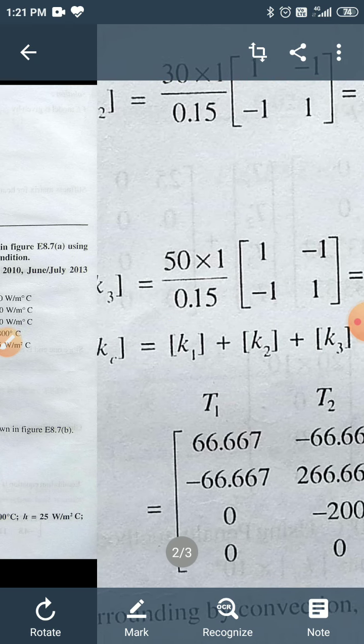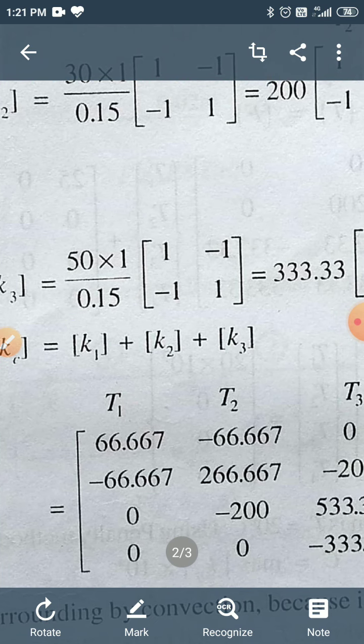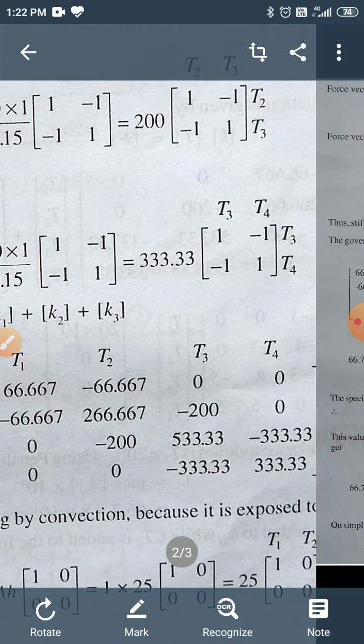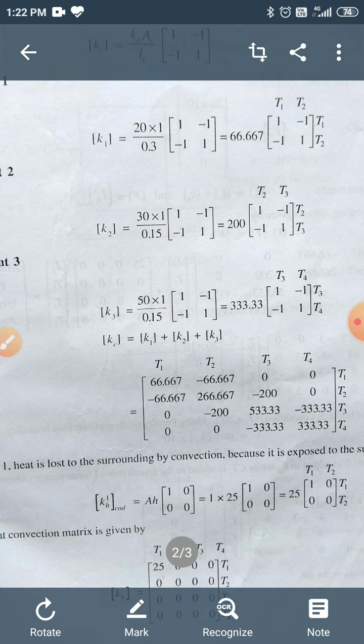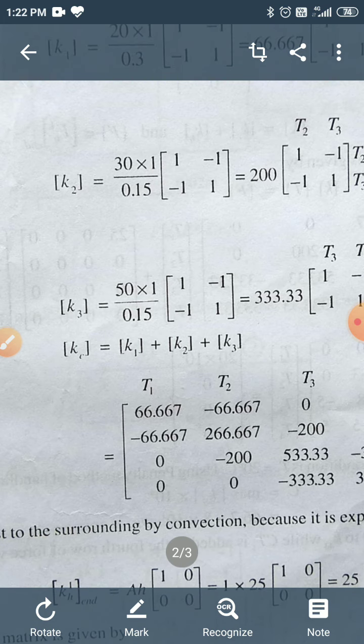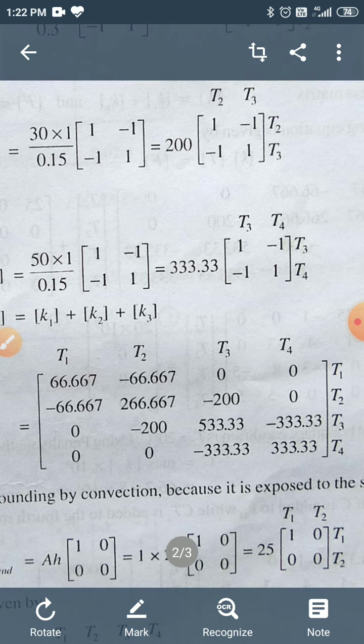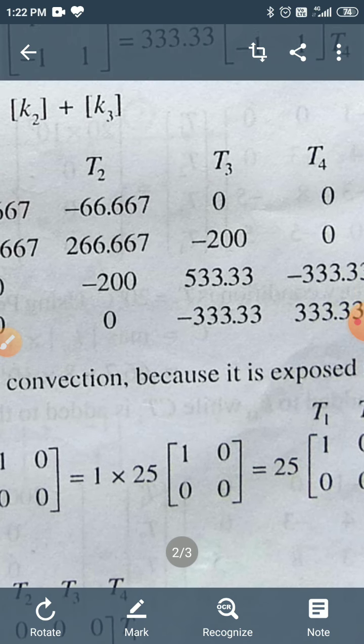In order to obtain the equivalent or global stiffness matrix, K is equal to the sum of the individual stiffness matrices. We have already calculated K1, K2 and K3. By adding these three stiffness matrices, the size of the matrix becomes 4 by 4, because it consists of 3 elements and 4 nodes. So this is the matrix we obtained.